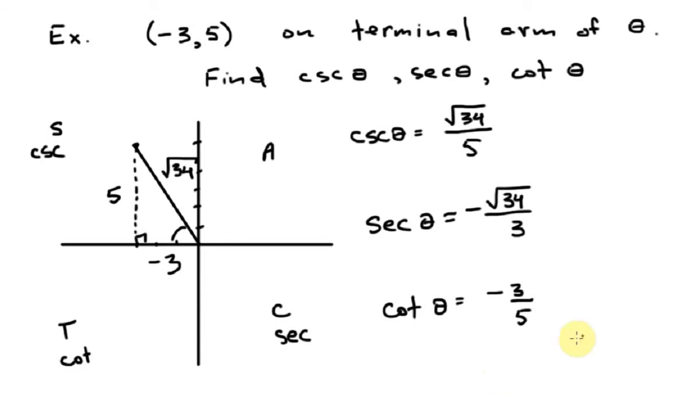Okay, I'm going to do one last example before we leave this, a short example. And this time we're going to do the following. We're going to find the exact value of the secant of 330 degrees.